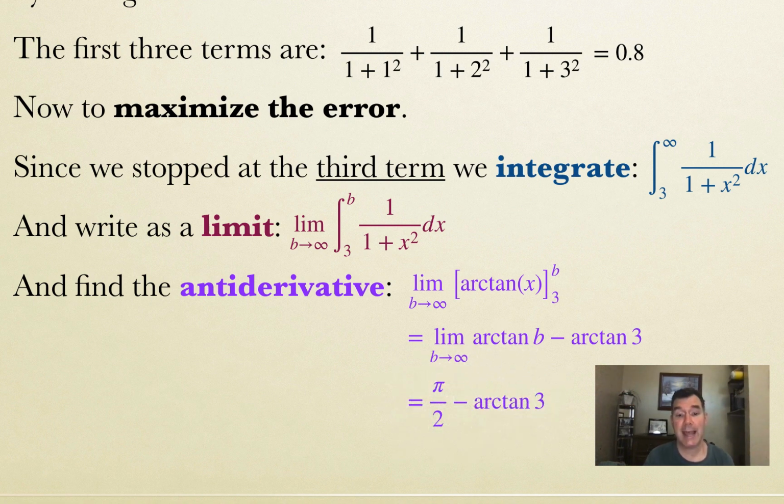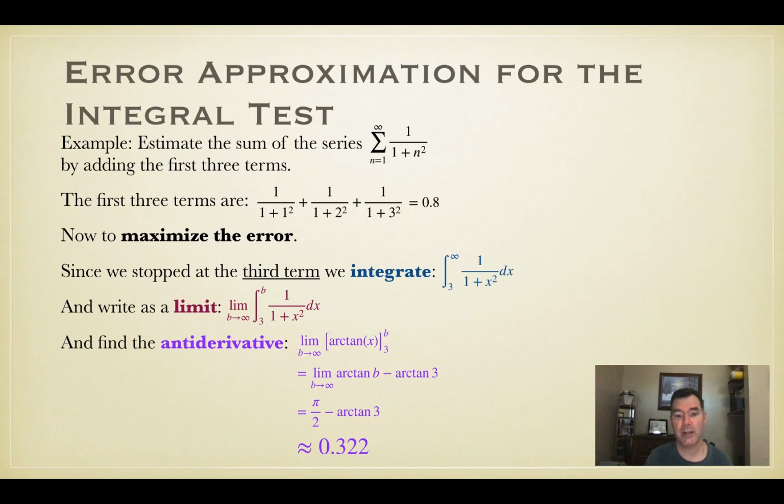So the limit as b goes to infinity is going to be pi over 2, because remember the tangent of pi over 2 does approach infinity, so the arctan of something that approaches infinity approaches pi over 2. And then the arctan of 3 is just the arctangent of 3. And that's a constant as well. That's approximately 0.322 if you type that into a calculator. So that's going to be my error.